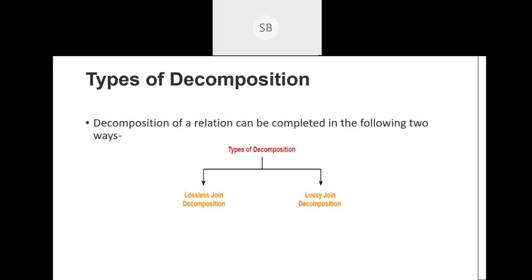Now moving to the types of decomposition. There are two types of decomposition: lossless decomposition and lossy decomposition. From the words, it may be very clear to you. Lossy decomposition is when you are breaking the table and some information is getting lost. And lossless means no information is getting lost. But in lossy decomposition, what happens? Some of the information is getting lost. So we will check each of these decompositions one by one.